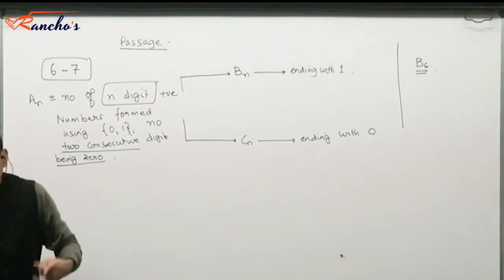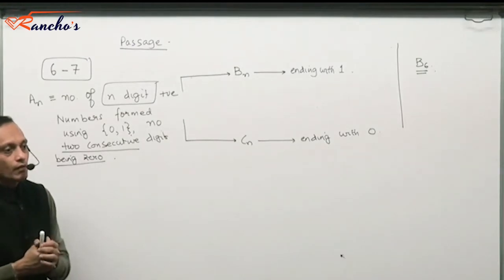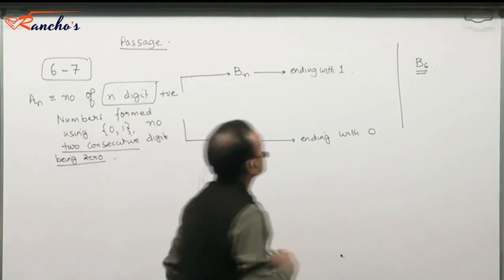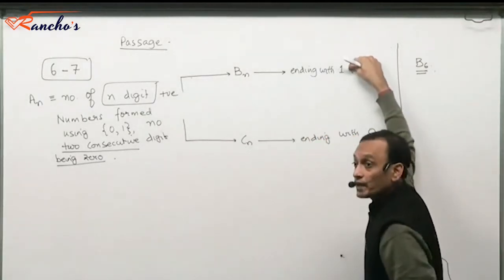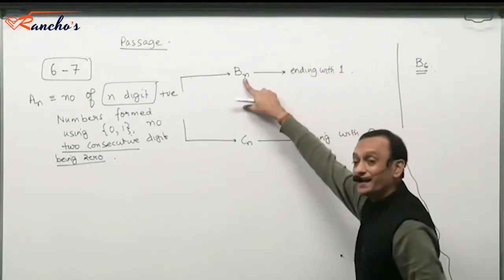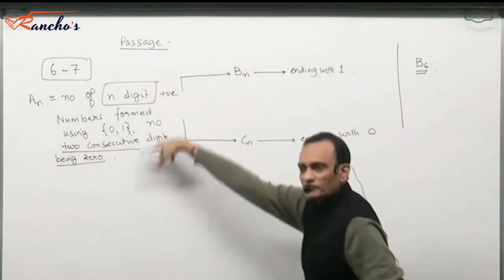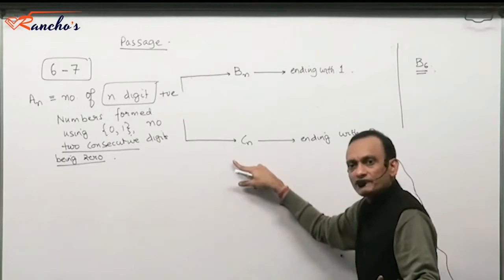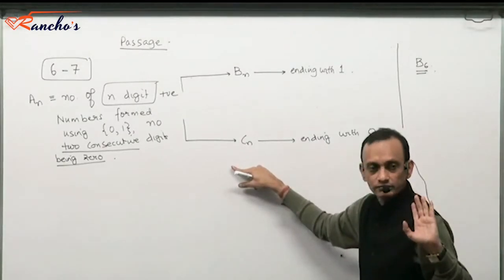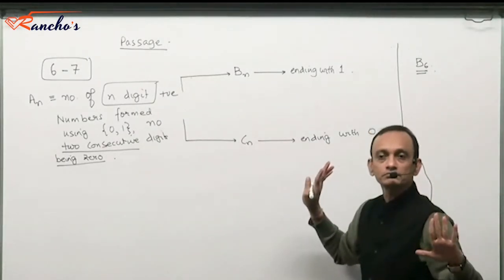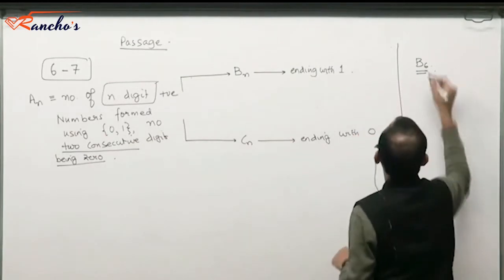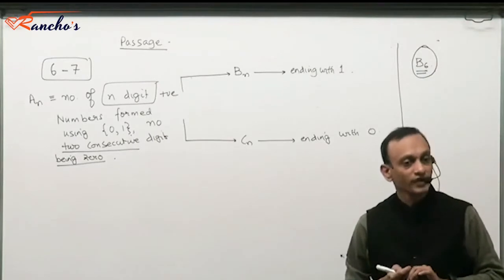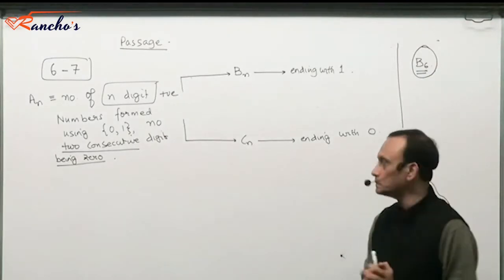Out of these numbers, AN, there are a certain set of numbers that end with 1. And the number of such numbers are referred to as BN. Some of these ANs end with 0 and the number of such numbers are referred to as CN. Right? Do you all understand the problem? We need to be able to find B6, for example.